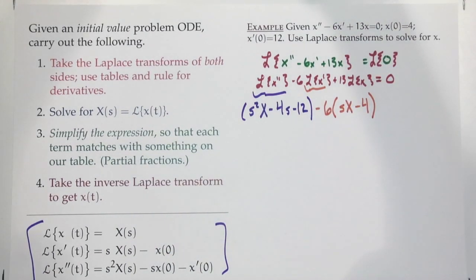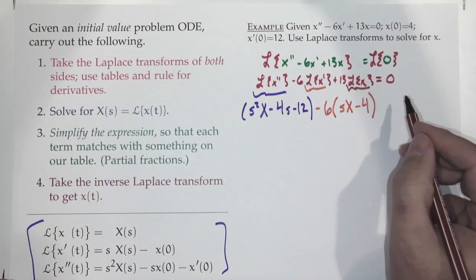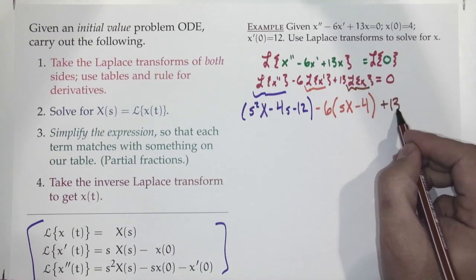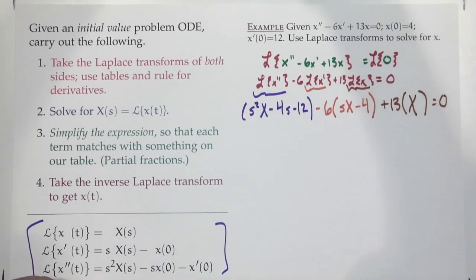And now rounding the corner, our last piece. The Laplace transform of x, well, that's just capital X. Okay, so we've taken the Laplace transform of both sides. That's the end of step 1. Now we get to step 2, which is solve for X of s. All right, well, how do we solve for X? What are the steps here?